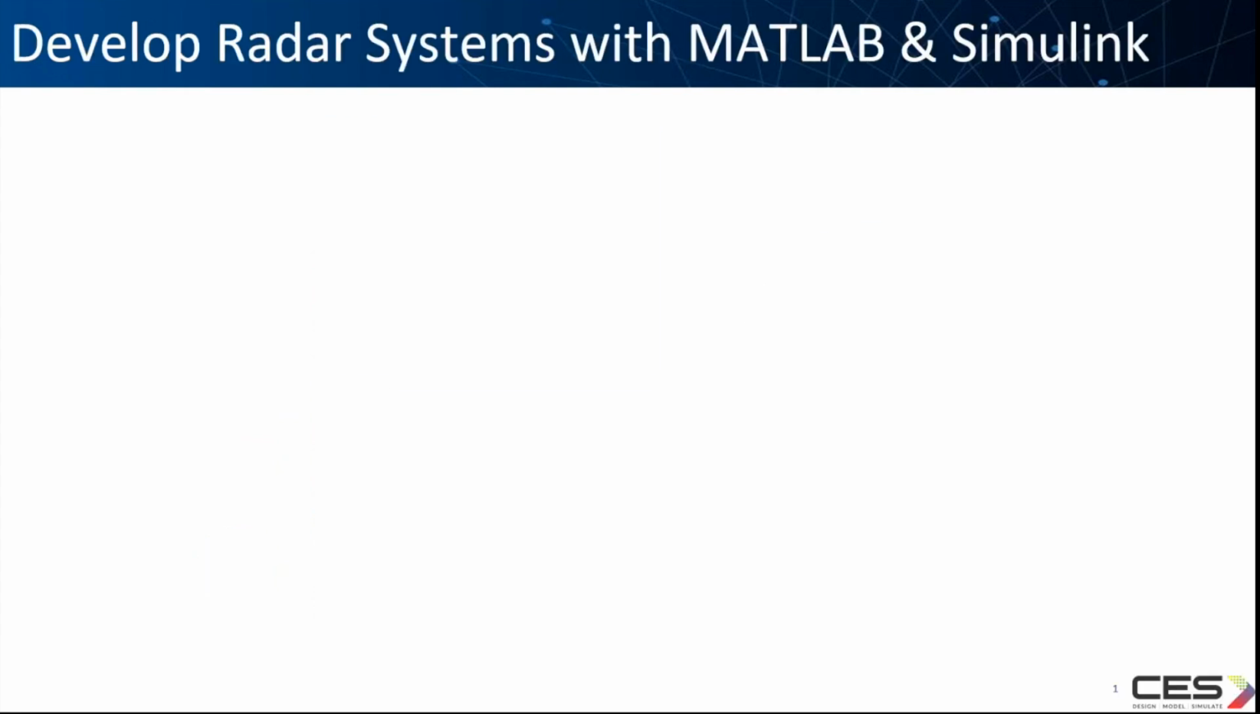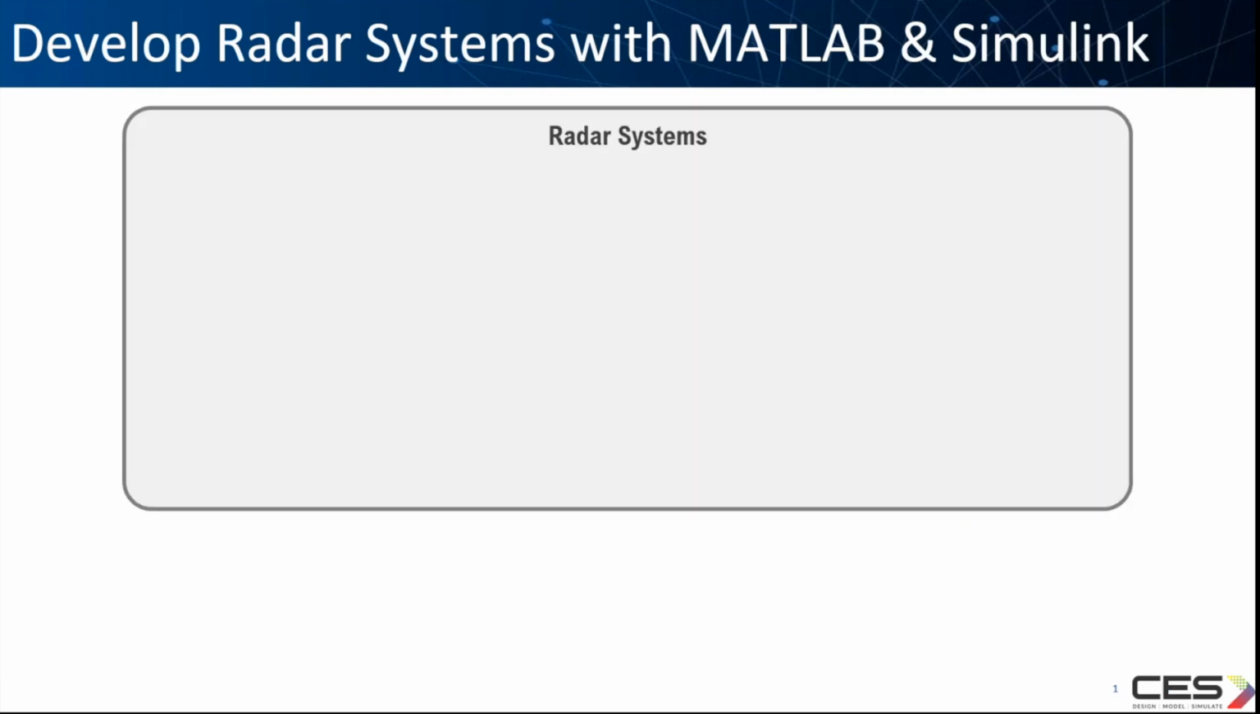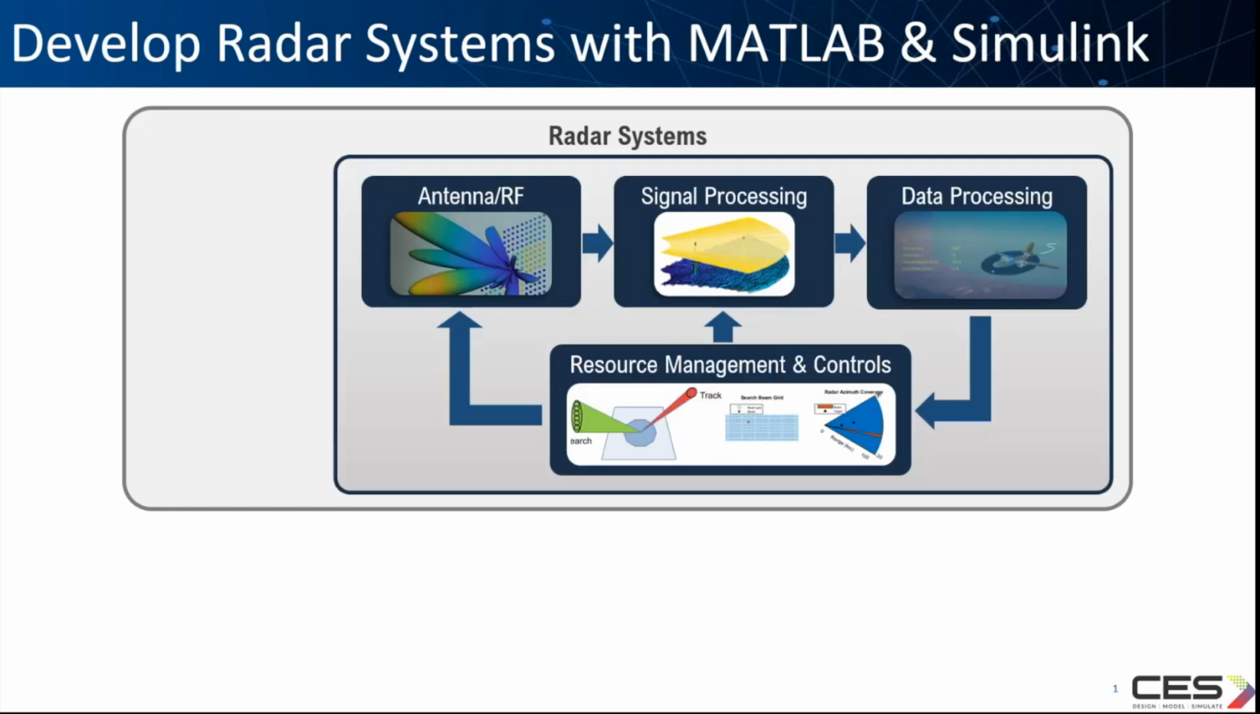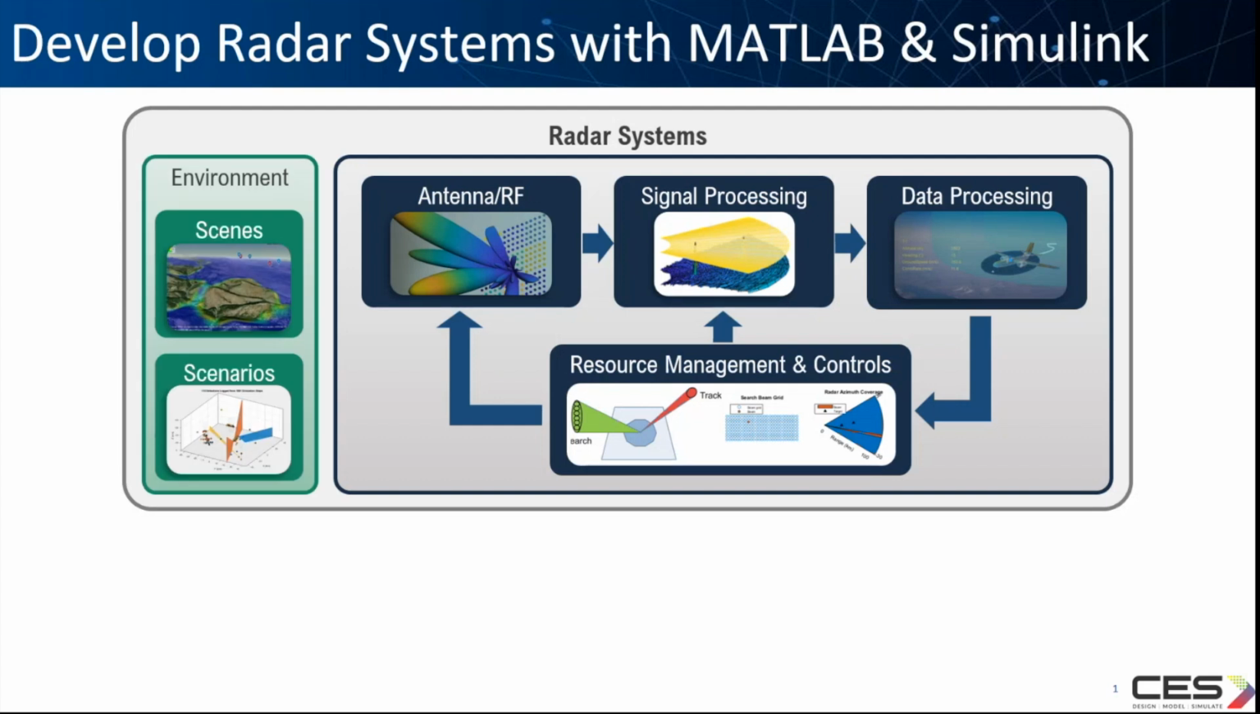Let's start with giving an overview of what a radar system actually is. A radar system is composed of an antenna and RF front end followed by signal processing components and a data processing block, and for multifunction radar, we have a resource manager and control center. Designing radar systems in MATLAB is supported from requirements to deployment. But within the software, you need to implement the environment as well, and that includes scenes and scenarios.